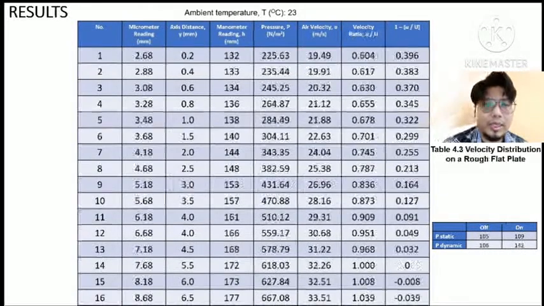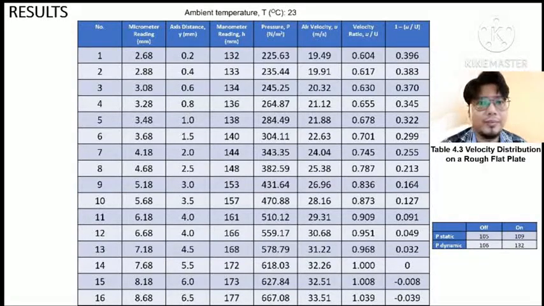Then after that, we calculate the table 4.2 for velocity distribution on a rough flat plate. Same formula we use. First we calculate the pressure, using rho g h for dynamic, then rho g h for static, then subtract the static from the dynamic. Then we calculate air velocity U, then velocity ratio, and 1 minus velocity ratio.